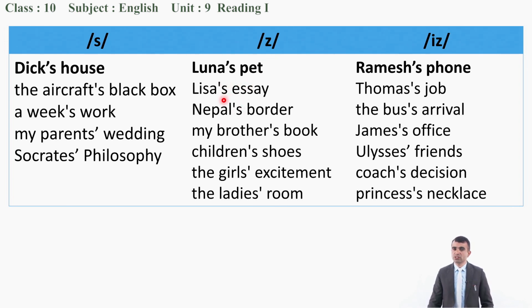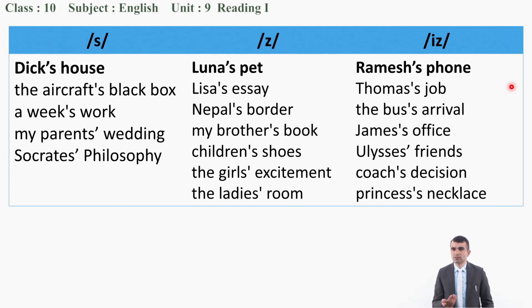Now the z sound, like Luna's pet. Let's try. Lijaj's essay. Good. Nepal's border. My brother's book. Children's shoes. The girl's excitement. The lady's room. All apostrophes here are pronounced as z. And finally the iz sound, like Ramesh's. Try them. Thomas's job. Good. The bus's arrival.